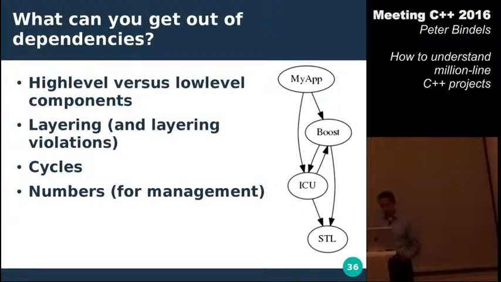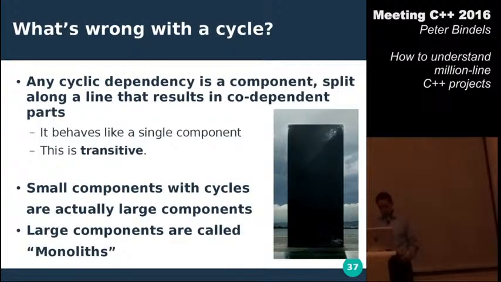So what's actually wrong with this cycle? Well, if I have two components, and they have a cycle between them, that means that if I'm using one component, I'm also using the other component. If I'm using the second component, I will also include the first component. So it's not actually two components, because if I depend on one of them, I get both. So it's not two components, it's one component.